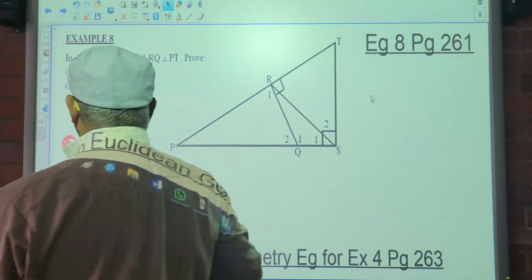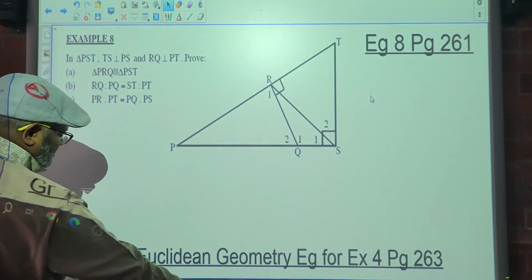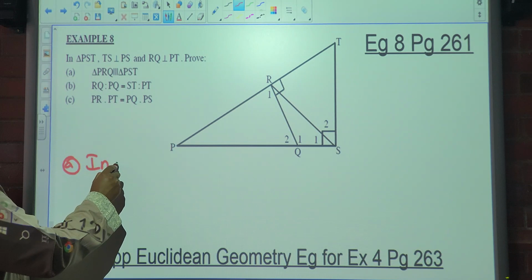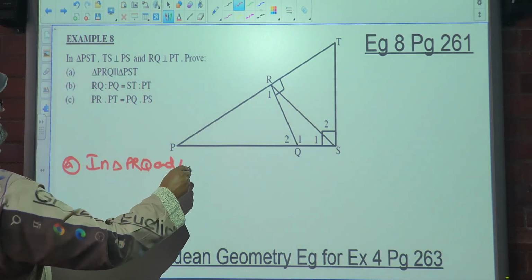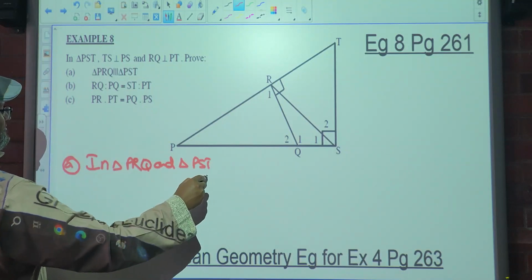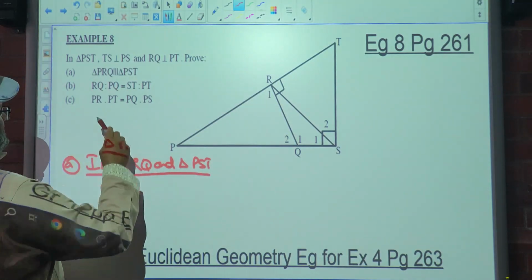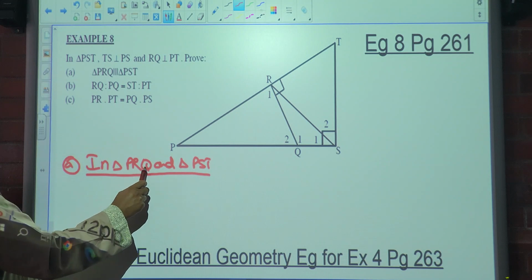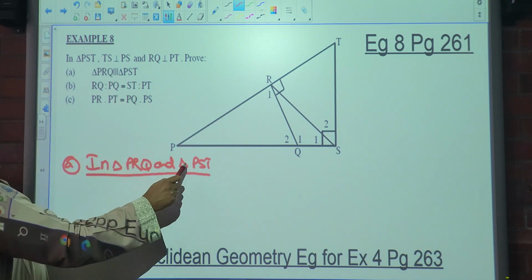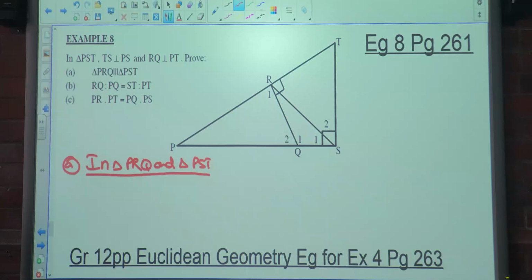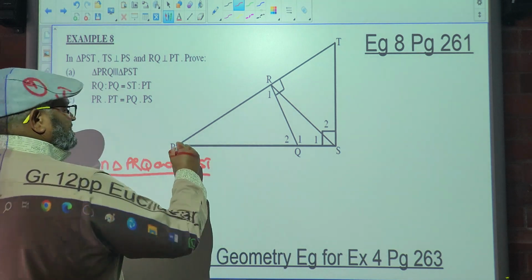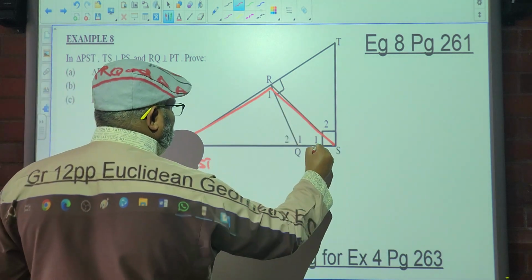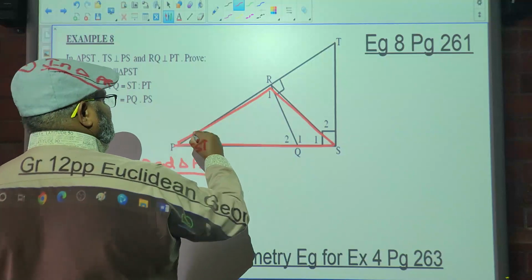So how do we start off similarity? Same as we start congruency. We name the triangles. In triangle PRQ and triangle PST. Please do not write that triangle PRQ is similar to triangle PST. No. We need to prove that fact. Okay. So what can we say? Remember this is highlighted again. That is the one triangle and this is the other triangle.